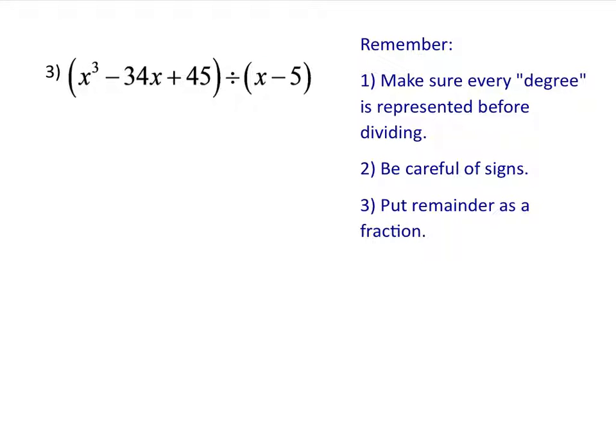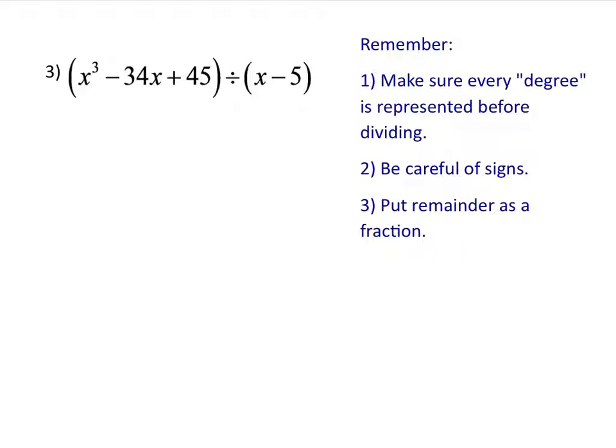Okay, let's take one last look at an example. A couple things to remember here: number 1, make sure every degree is represented before dividing. What does degree mean again? And then number 2, be careful of signs. So look for double negatives, making sure we're subtracting correctly. And then number 3 is put the remainder as a fraction if necessary. So let's take a look here.